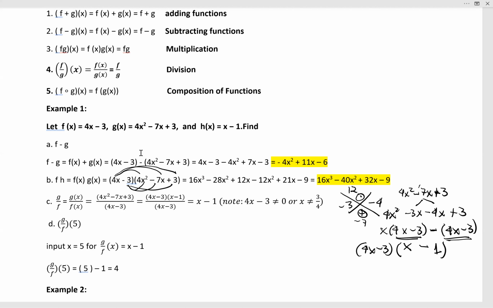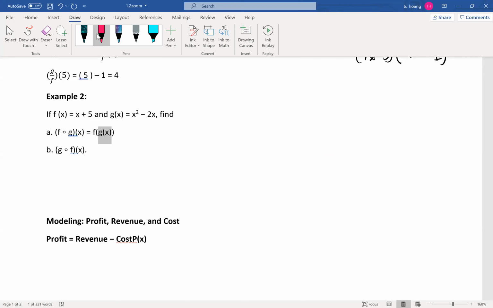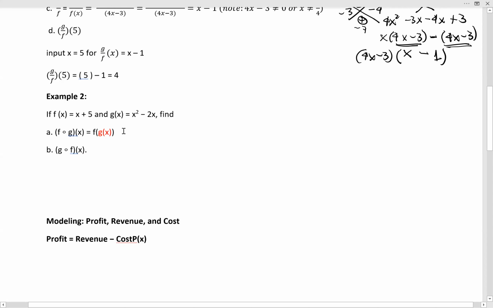So in here, you see that in this case, the second function will be the input. I'll come back here. The second function in here is g of x for part A. So that means f of g of x. In here I'm going to change this color, become red one, because now the input equals g of x.